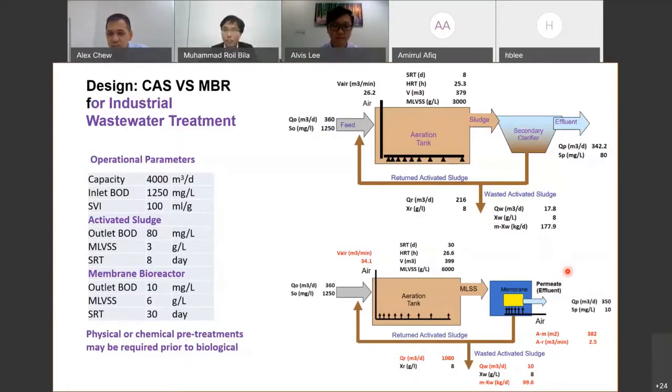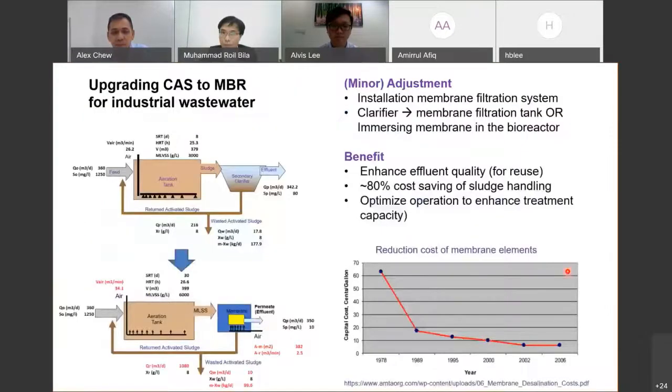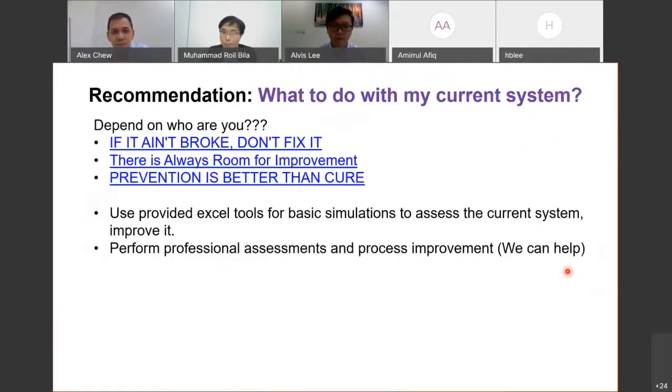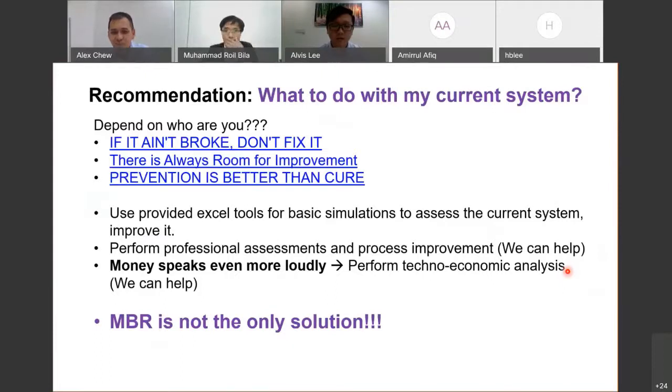Okay, MBR is not RO. In reverse osmosis, yes, you can have water recovery of up to 75%, and you also produce a concentrate of about 25% of the volume. But if you use MBR, the concentrate forming the waste activated sludge can go as low as below 1%. Okay, I think that's answered.